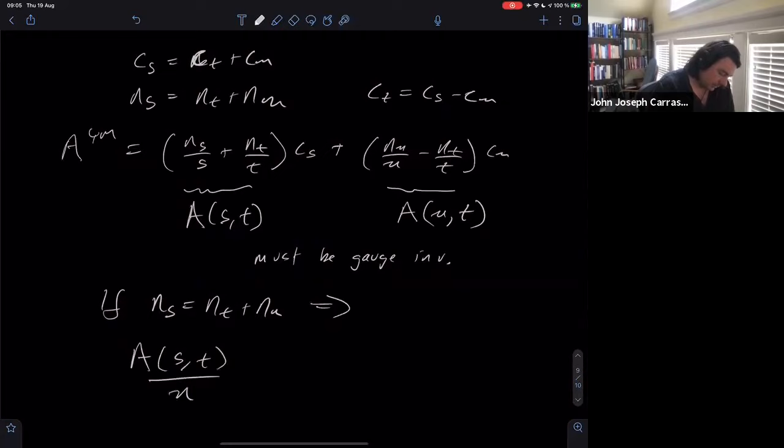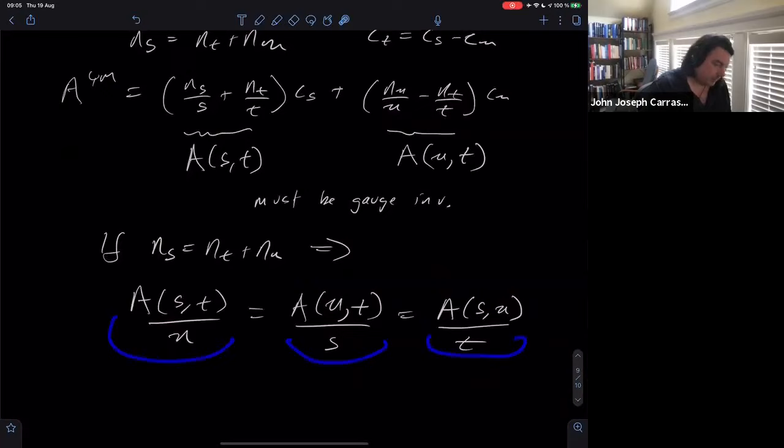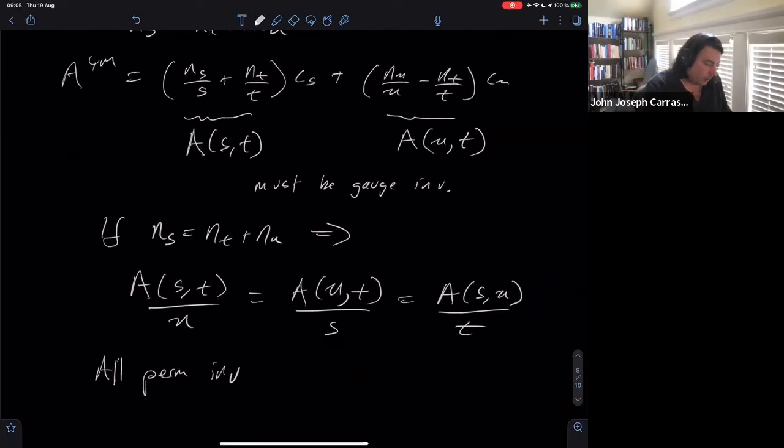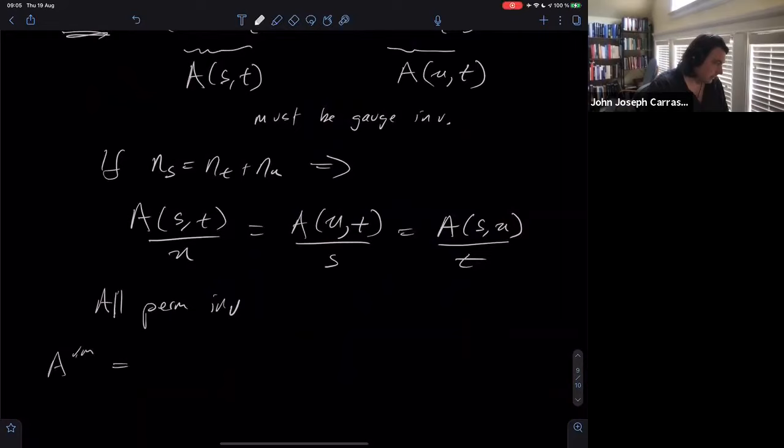Then this guy has to be, right, this object has to be permutation invariant. They're all permutation invariant, which means you can organize this in terms of a product of permutation invariants. So you can then just rewrite Yang-Mills in terms of minus (t n_s + s n_t)(t c_s + s c_t) over stu.